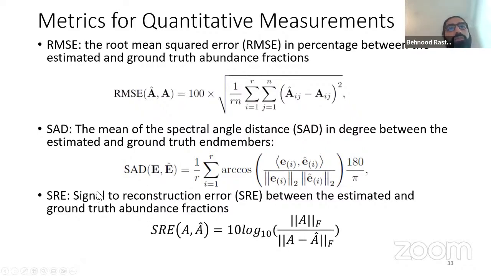And the singleton reconstruction error as well, which is usually for the abundances, and we usually use this for sparse unmixing, and we also use it in our hands-on session for the estimated abundance.